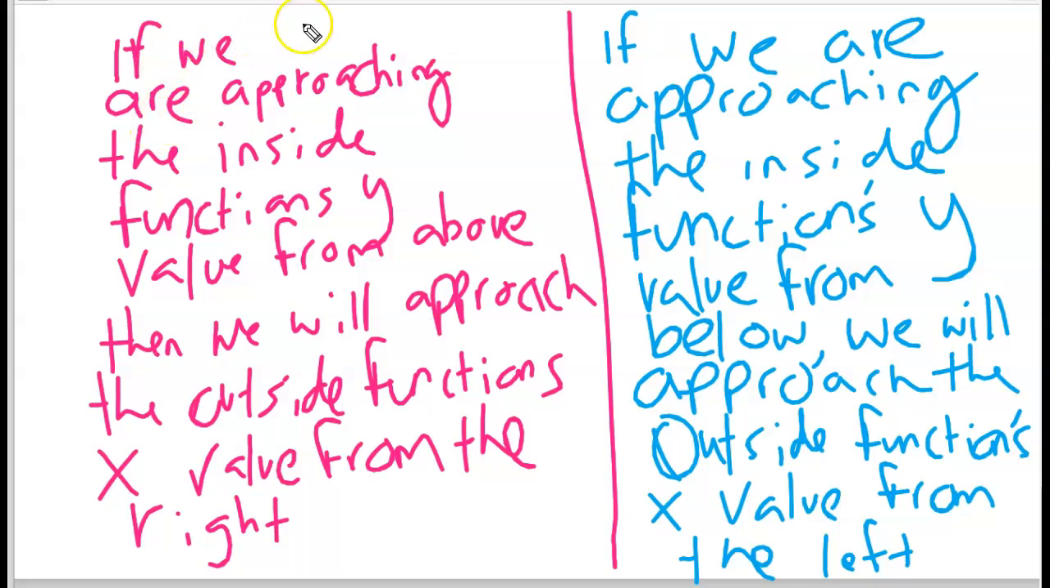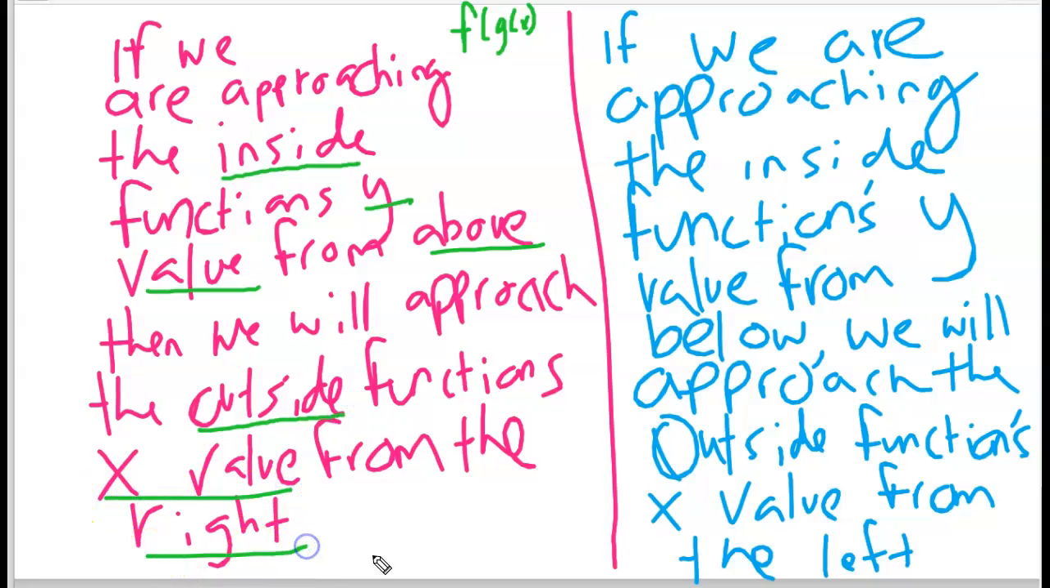Remember, when you're doing a composite function, you have an outside function and an inside function. So if you are approaching the inside function's y value from above, then we will approach the outside function's x value from the right. And that just makes sense because when you're doing graphs, above is positive. So whenever you translate that into an x value, the positive value translates as a right value.